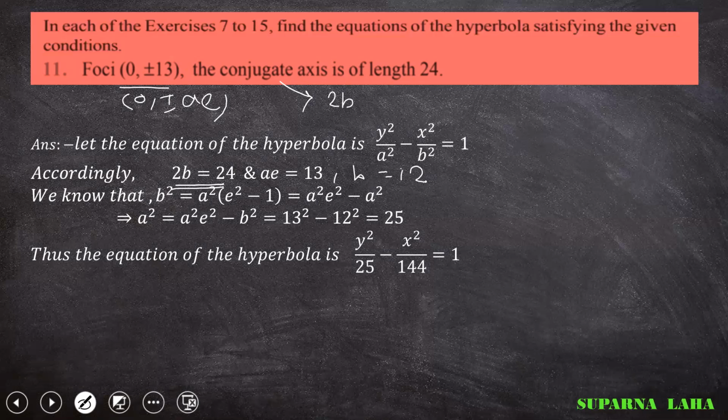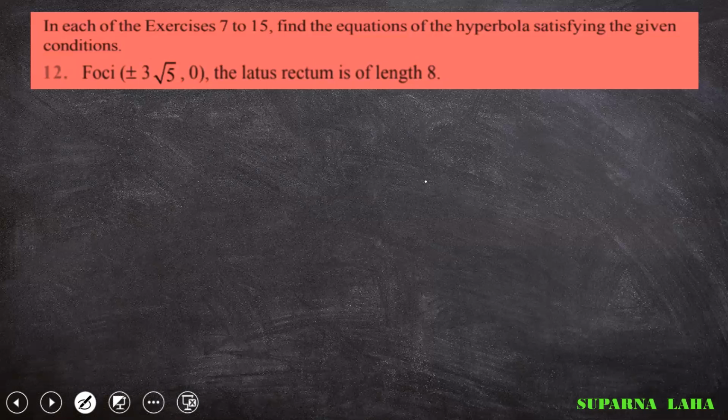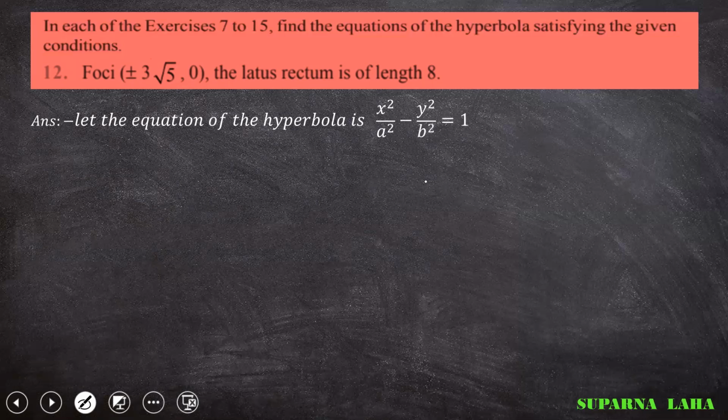Okay, now moving to the next question, question number 12. Foci is (±3√5, 0), length of the latus rectum is 8. Okay, so the foci is (±3√5, 0), that means on the x-axis. So we can consider the equation of the hyperbola as x²/a² − y²/b² = 1.